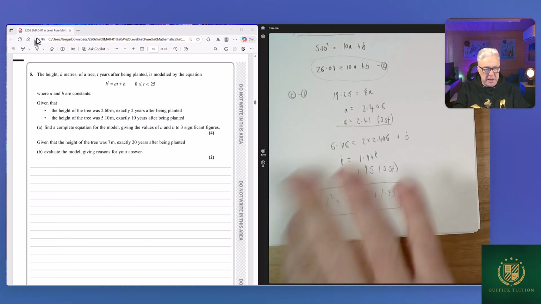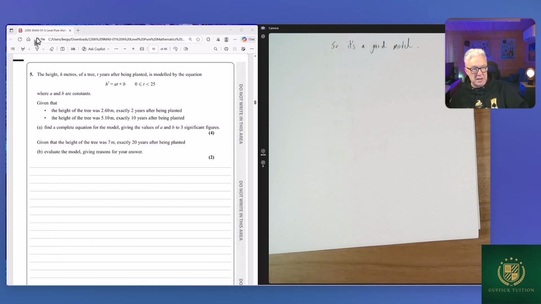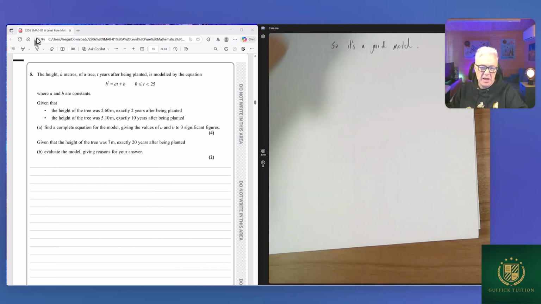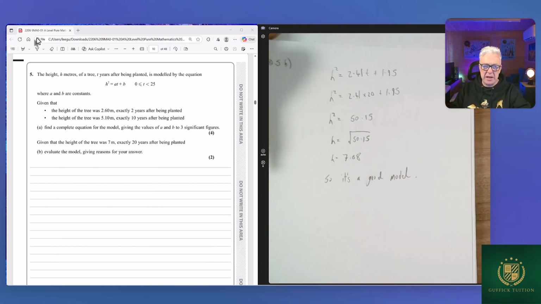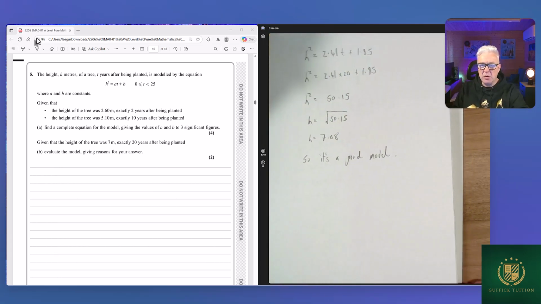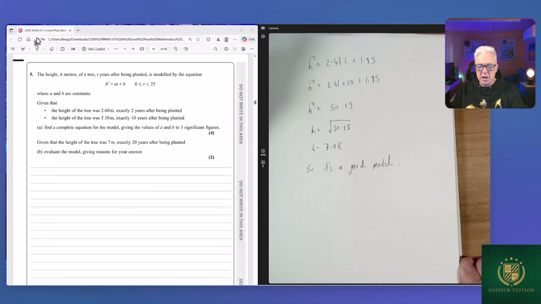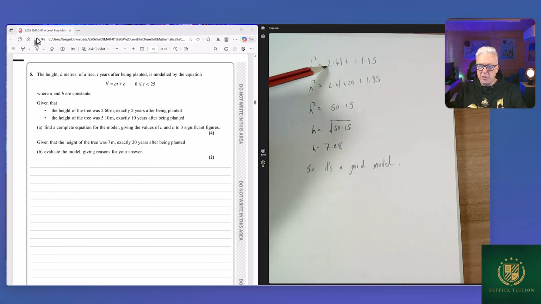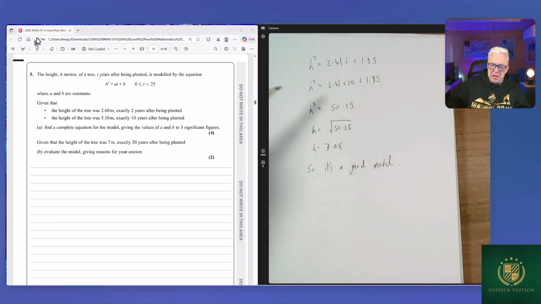Now, the next bit, it says given that the height of the tree was 7 meters exactly 20 years after being planted, evaluate the model, 2 marks. So for this, all we need to do is see what our model gives us when t is equal to 20. We now know our a is 2.41, our b is 1.95. The value of t in this case is 20 because it's 20 years. So we work that out and we get a height of 7.08, which is pretty close to 7.